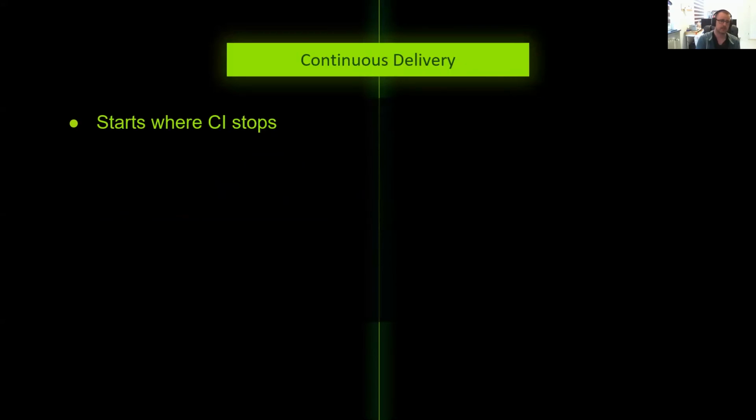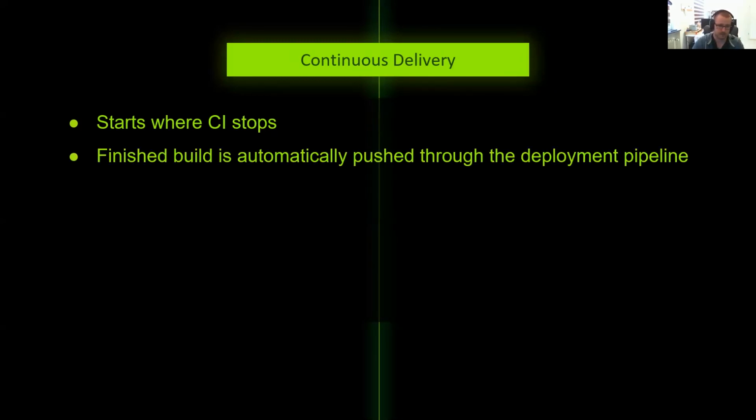Continuous delivery is the part that starts exactly where continuous integration has stopped. So continuous integration goes from making a change, committing it into source control, to fetching it on our build server and producing a playable build from that. Continuous delivery starts exactly there. We take this finished build and we automatically push it through our deployment pipeline to get it from our build machine to our target platform, for example, the PlayStation 4.